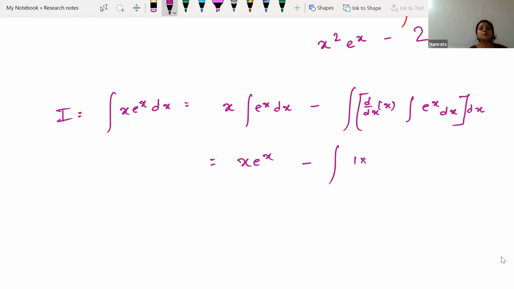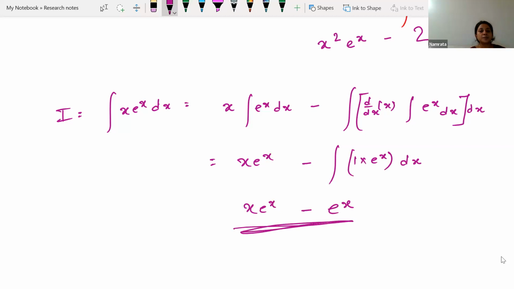The integration of e to the power x will be e to the power x only, and completely we have to do the integration again. So be careful, here we are doing integration 2 times. X e to the power x minus, this is just e to the power x dx, that is e to the power x only. So can you see our integration result?